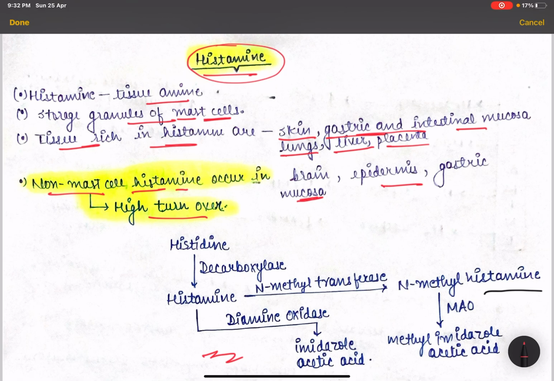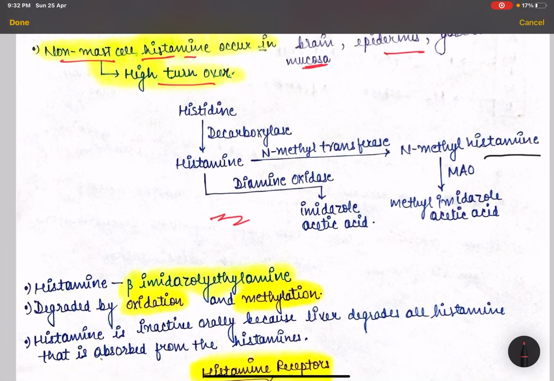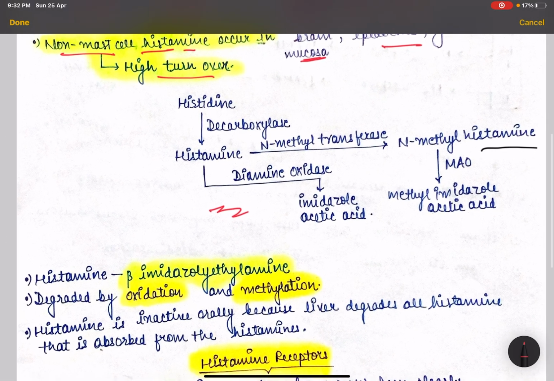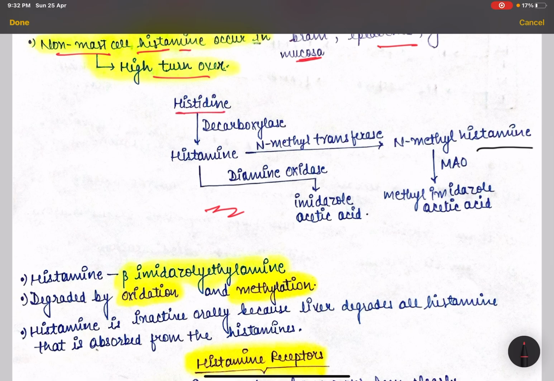Now we will be discussing synthesis, storage, and destruction of histamine. Histamine is derived from the amino acid histidine, on which histidine decarboxylase acts and converts it into histamine. Histamine has been formed. There are two pathways: one is oxidation, one is methylation. When N-methyl transferase acts on it, it forms N-methyl histamine, on which monoamine oxidase will act and form methyl imidazole acetic acid.